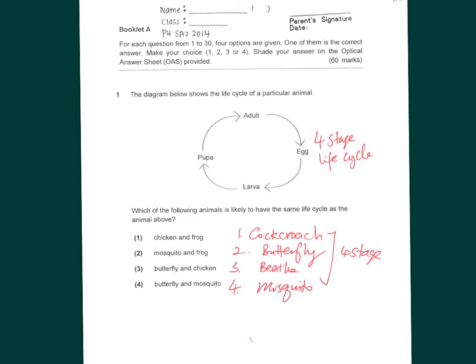The question is asking which of the following animals is likely to have the same life cycle as the animal above. Let's look through the options. Option 1, you have the chicken and frog. Chicken has got a 3-stage life cycle, so does the frog. So option 1 is out. Option 2, mosquito, 4-stage, yes, but frog, 3-stage, no. Option 3, butterfly, 4-stage. Chicken, 3-stage, no. So the answer has to be number 4, butterfly and mosquito.